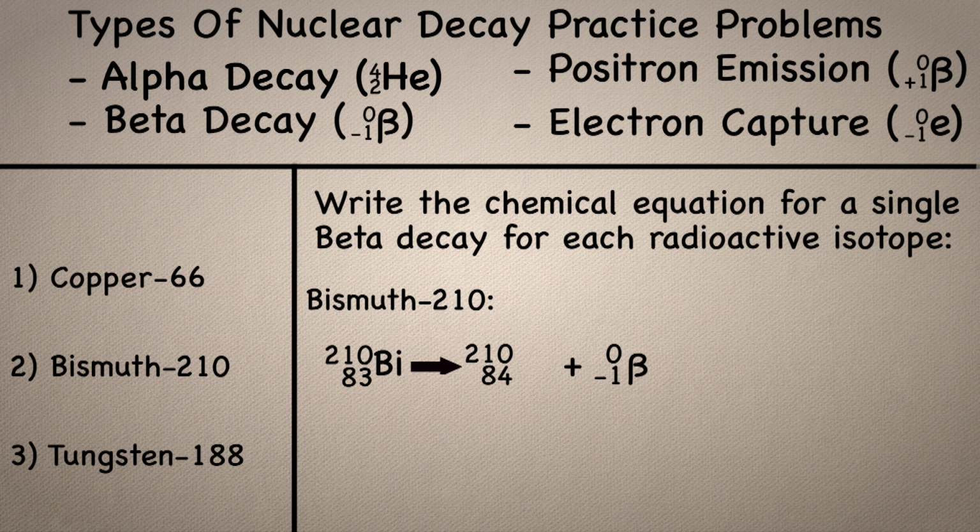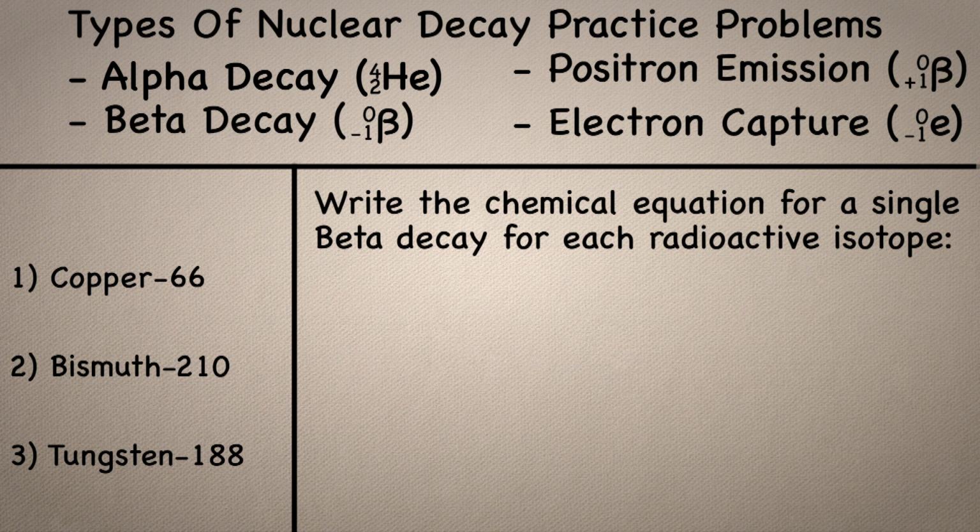Okay, so if it's 84 protons, we look on the periodic table, that's Po, or polonium. Okay, so that would give us a beta decay of 210 bismuth decomposes into 210, 84 polonium plus 0, -1 beta sign or beta particle.